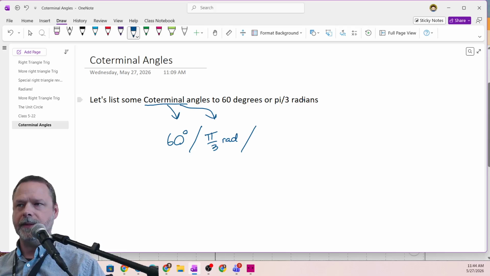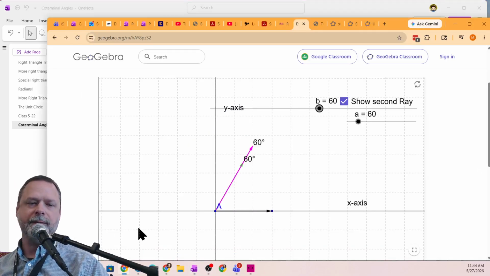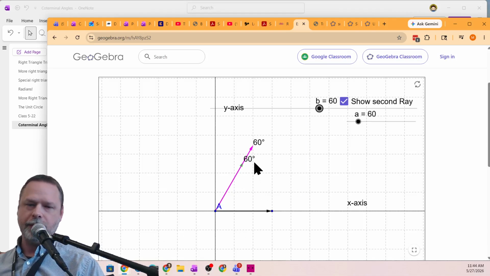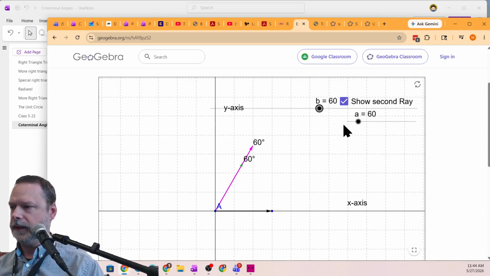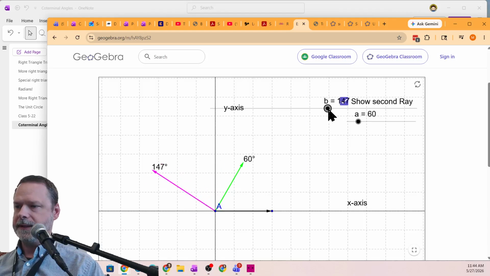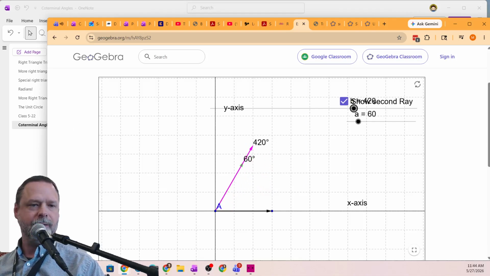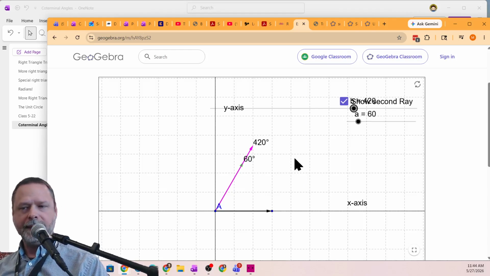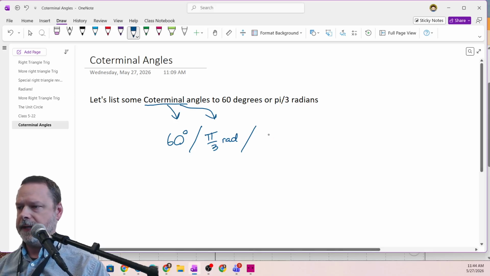So how do we get coterminal angles? I've talked about this before, but I don't know if I used the term. So right now I have two angles. They're coterminal, but they're the same. I have a 60 degree and a 60 degree. So let's get some more. And what I'll do is let's slide this around. As I spin it around, remember 360 degrees is all the way around. And we end up with 420. So 420 is another coterminal angle.